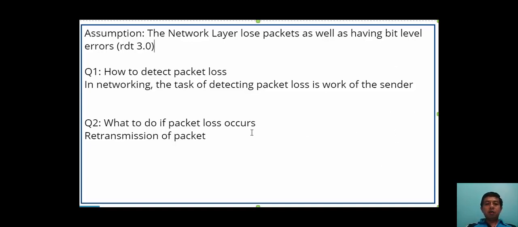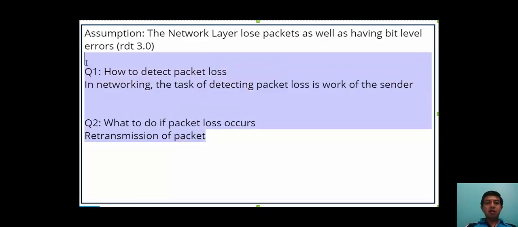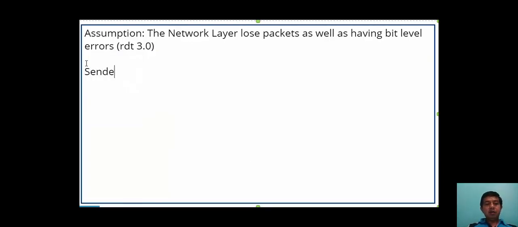So what to do with my protocol? First let's see the sender side. So what would be there in my RDT version 3? In my version 3 there will be a simple addition. Apart from all the things in RDT 2.2, all those things that were there in RDT 2, they would already be there. This would obviously be there because it has to handle the bit level errors. But apart from all those things, there is only one single step.